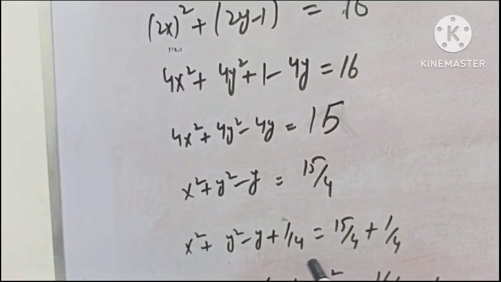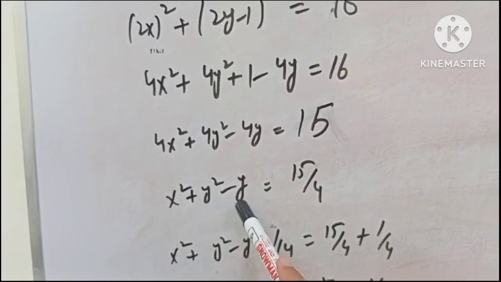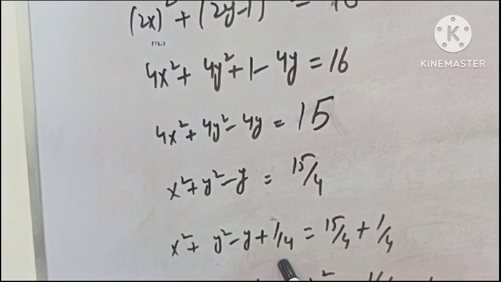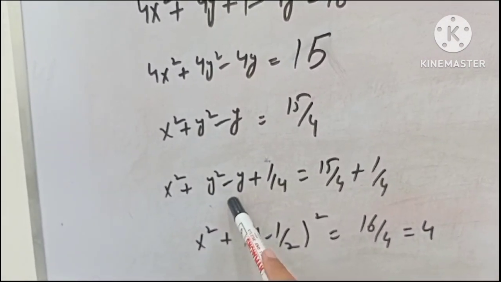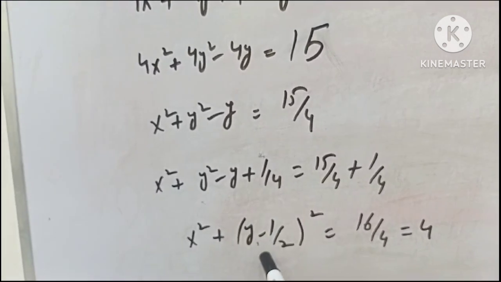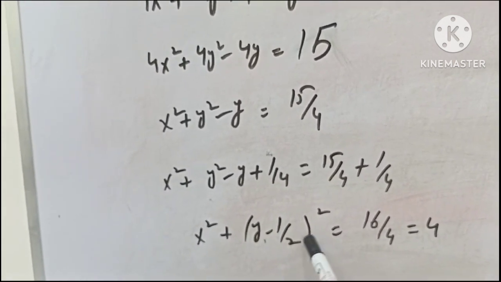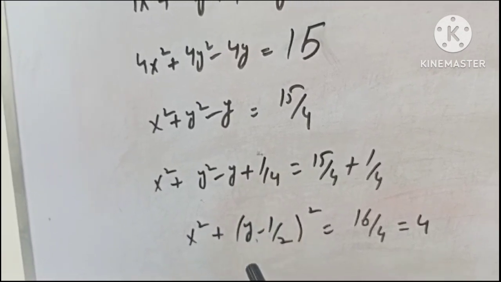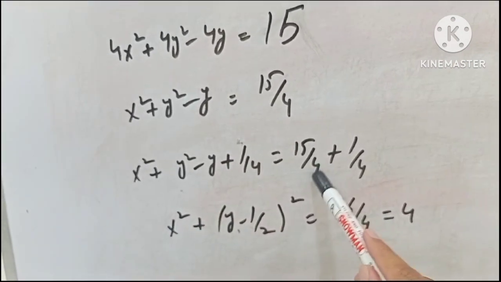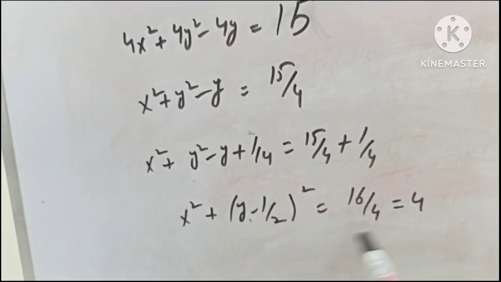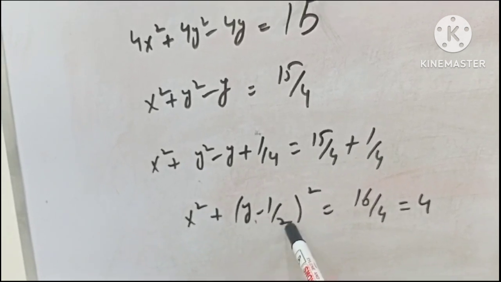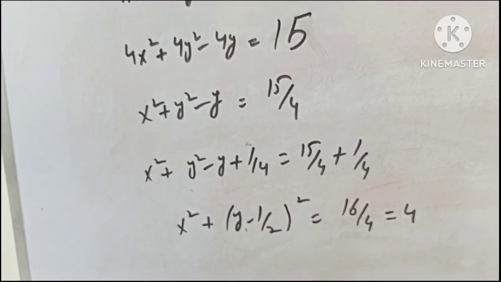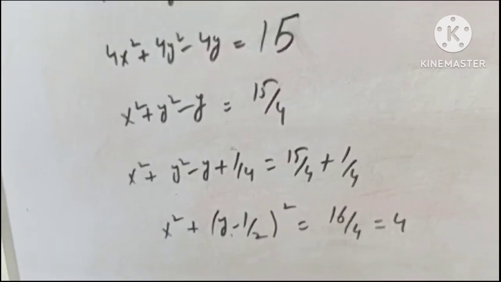Now adding 1/4 on both sides to complete the square. So y² - y + 1/4 equals (y - 1/2)². When we open this square, it becomes y² - y + 1/4. So here it becomes 16/4, which is equal to 4. x² + (y - 1/2)² = 4. It is converted into xy form.